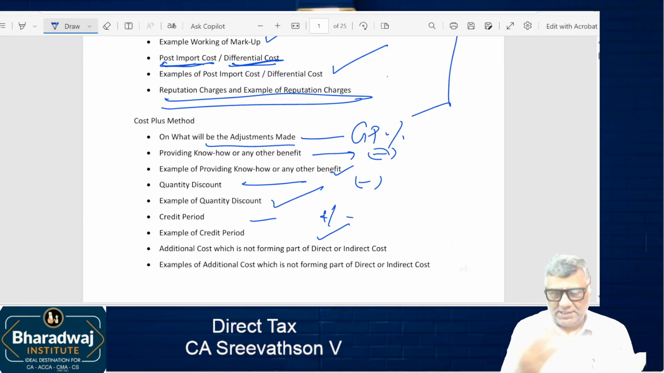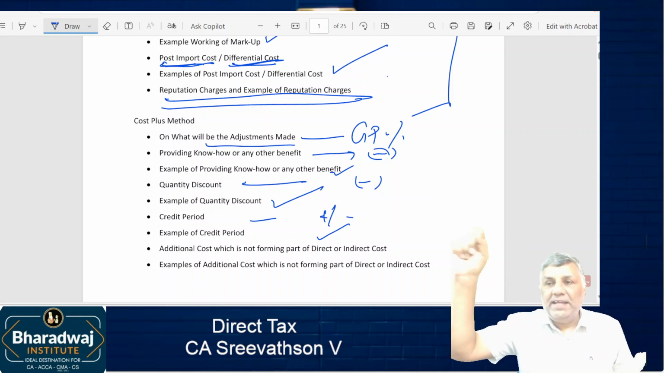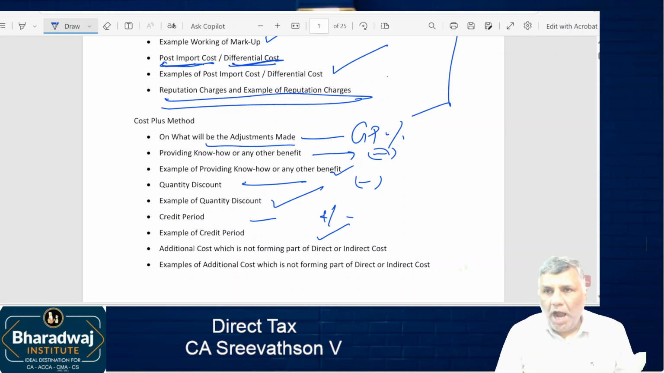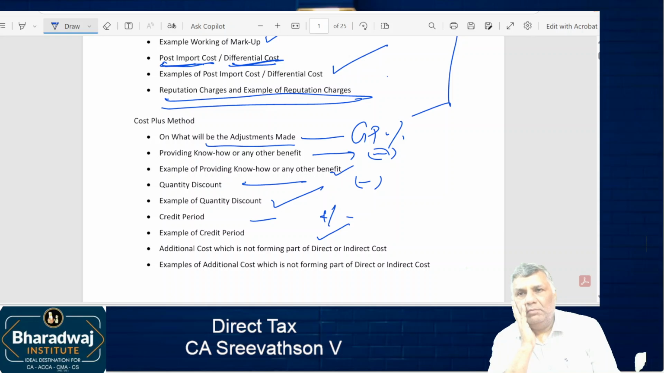Okay. Let's do cost plus method. Identify the GP of independent entity. Less: any facilities provided by AE. It can be technical know-how, it can be software, it can be patent. Any discount naturally provided to AE. Any reputation cost which AE enjoys.